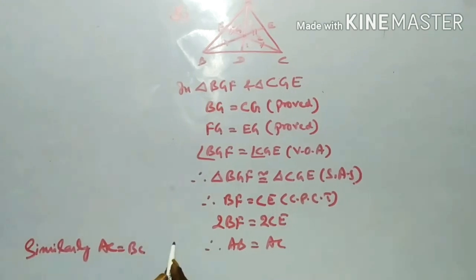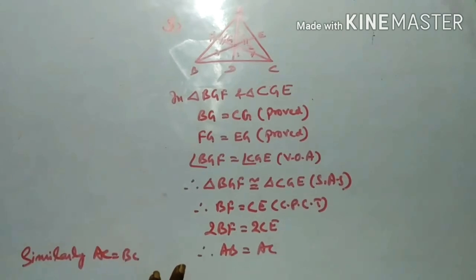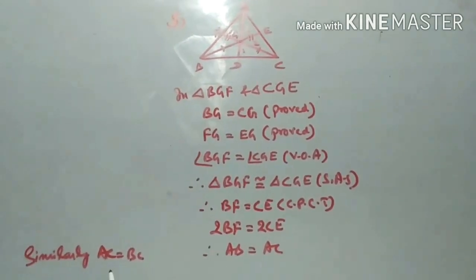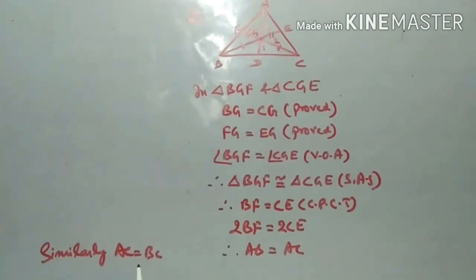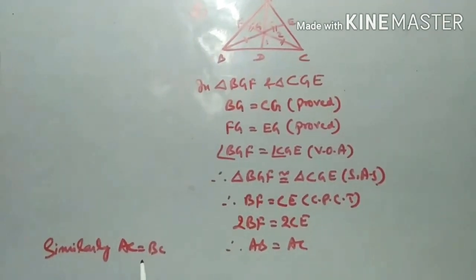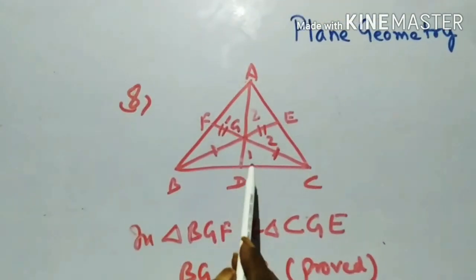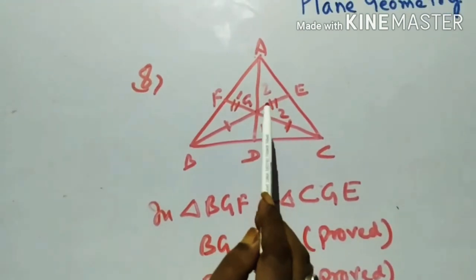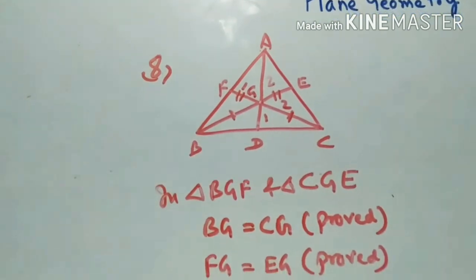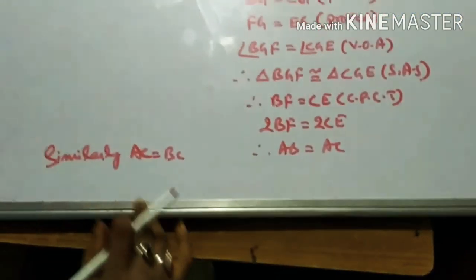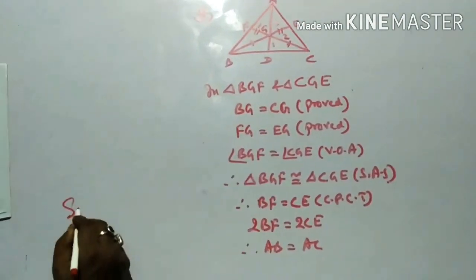We have to prove it. The procedure will be the same. For AC equal to BC, you have to select these two triangles. Similarly, we can prove.